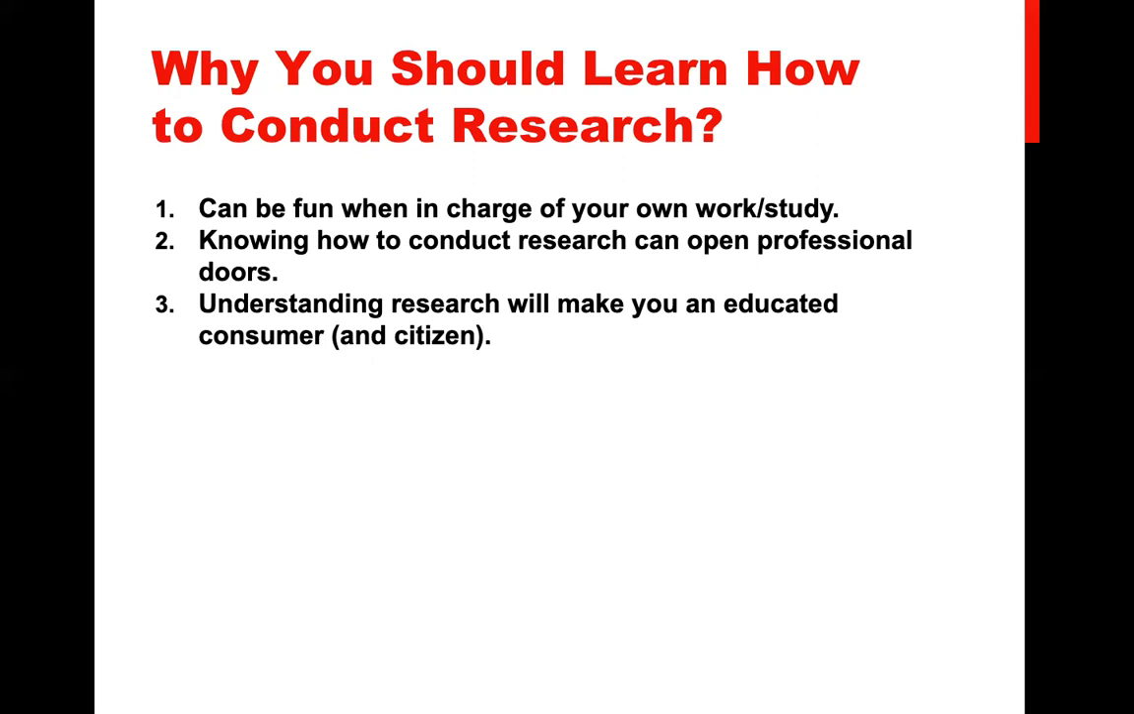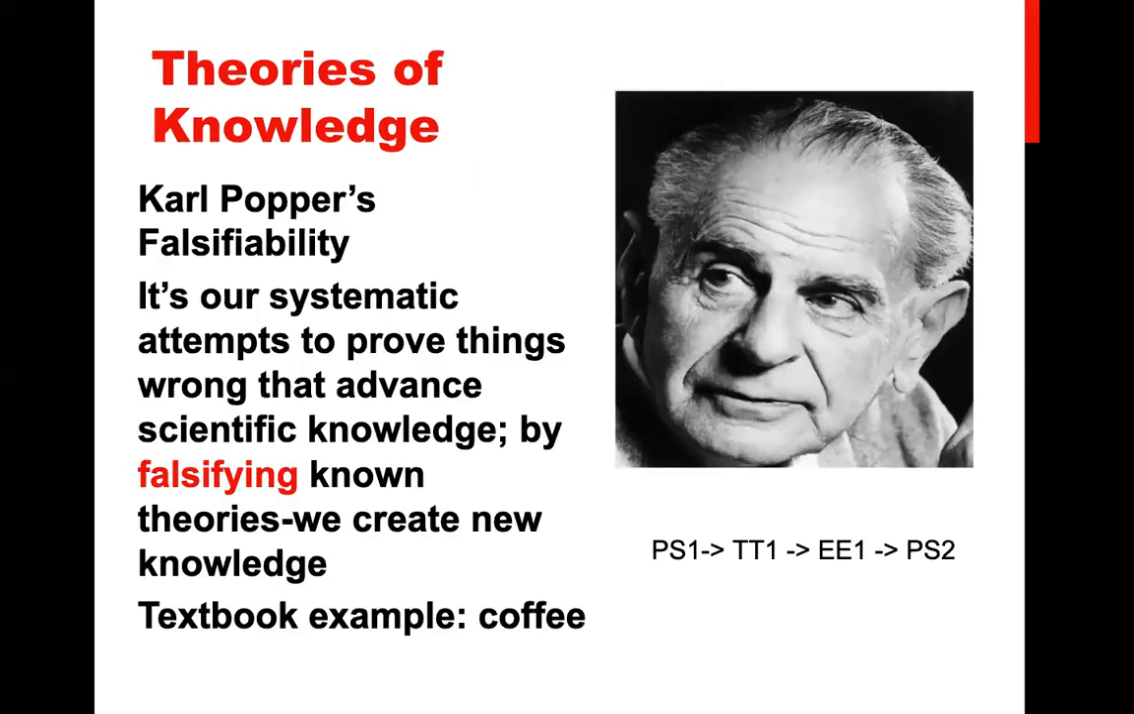So now, introducing our two theorists from this chapter, beginning with Karl Popper. And this is pretty straightforward. You might have even read it and been like, no duh. But it is the idea that it is by proving things wrong that we have advanced scientific knowledge.